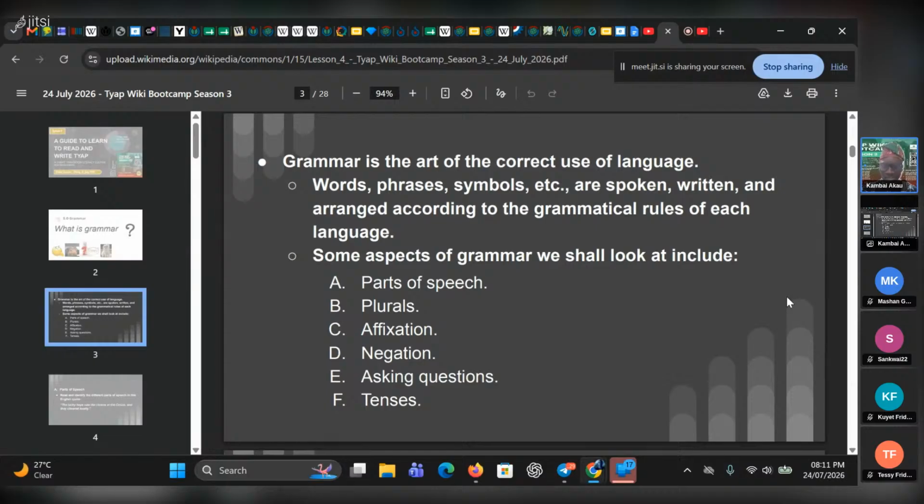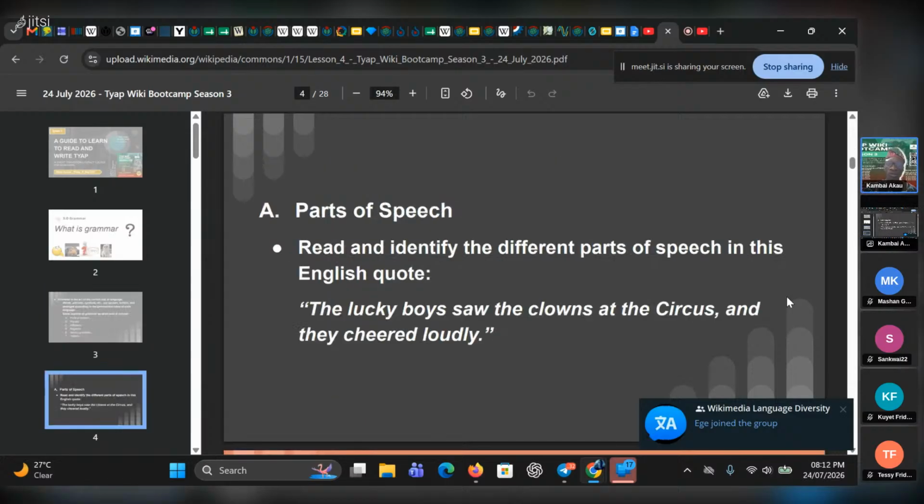Some aspects of grammar we shall be looking at would include parts of speech, plurals, affixation, negation, asking questions, and then tenses. Now, what are parts of speech? I believe we all have done the eight parts of speech in the English language, so we have the same parts of speech in the Tyap language, just that they carry different names.